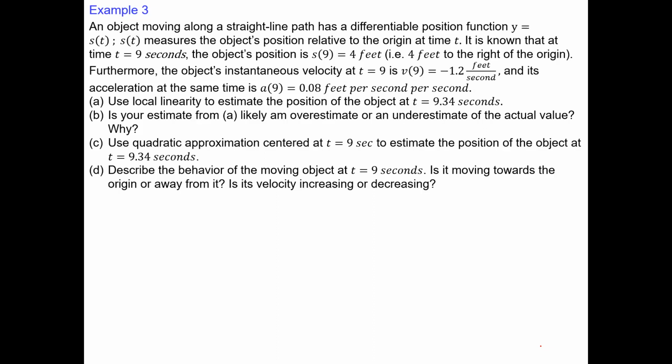Okay. An object moving along a straight line path has differentiable position function S of t. S of t measures the object's position relative to the origin at the time t. It is known that at the time 9 seconds, the object position, S at 9, is 4 feet. Yeah? 4 feet to the right of the origin. Okay, that means it's away from the origin. Furthermore, the object's instantaneous velocity at 9 is negative 1.2 feet per second.